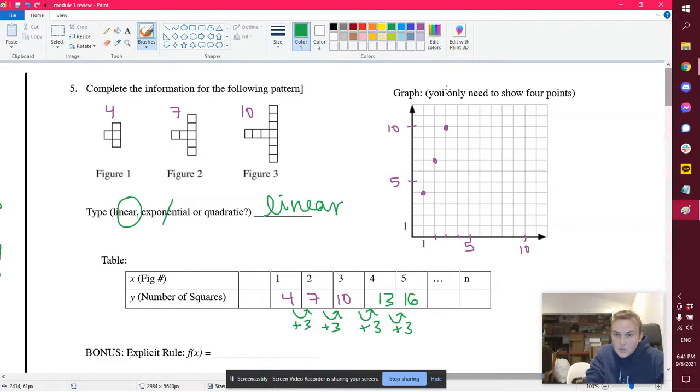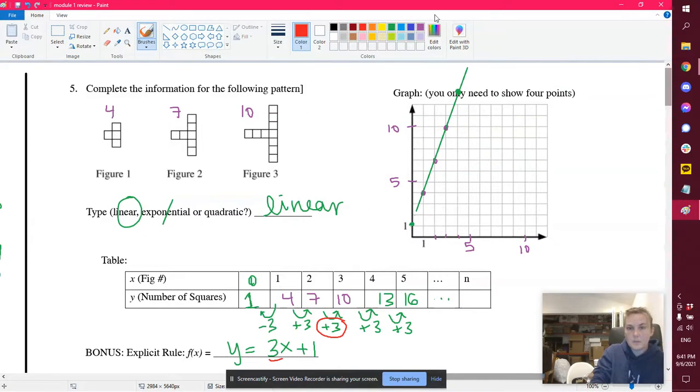That's our 4th point. We can connect these dots if we really want to. And then when we find the pattern, we would say, oh, where would this hit 0? So we'd go backwards 3 to figure out the y-intercept. And then our explicit function is y equals 3x plus 1, the 3 coming from our slope, and the 1 coming from our y-intercept. That's the bonus point.